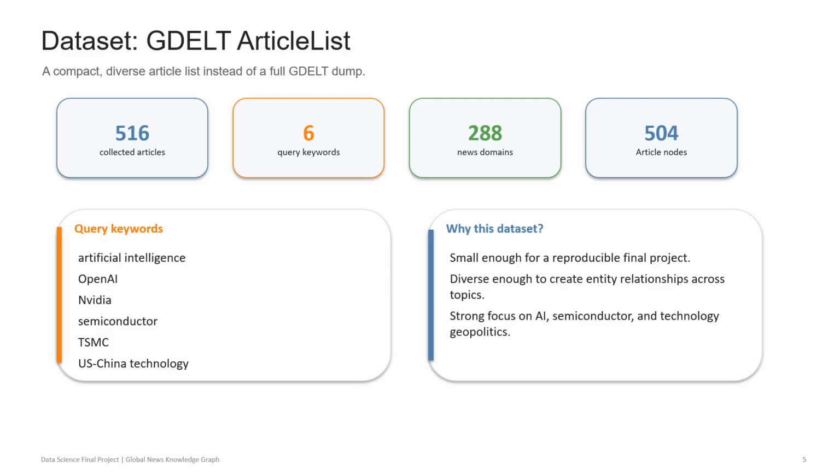After collection and deduplication, we obtain this number of news articles and 288 different domains. One important limitation is that our collected data mainly contains article titles. The text field was empty in our dataset. So the entity extraction was mainly based on news titles rather than full article contents. This is a limitation, but it's still enough for our goal because our focus is to compare graph modeling strategies, not to perform full news article understanding.